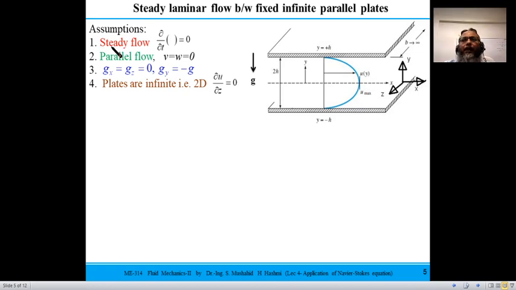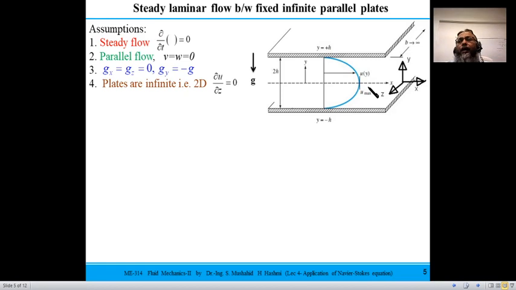The red is steady flow. It means the variation with time is not taken into account. The green one is about parallel flow, the blue one is about acceleration terms, and this brown color is about the fourth assumption.